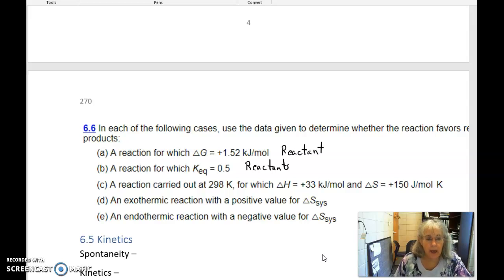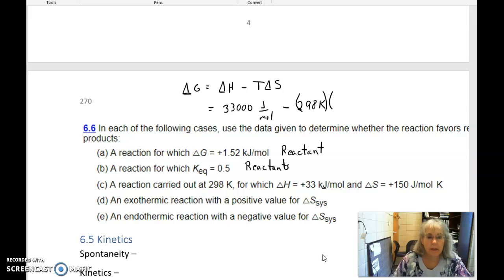A reaction that's carried out at 298 degrees Kelvin, for which delta H is a positive number and delta S is also a positive number. Well, we can look at this and see that this is going to be temperature dependent. We're actually going to have to do the problem. We know that delta G is equal to delta H minus T delta S, and we can just fill in. We need to note that that's in kilojoules. So I'm going to just make it joules per mole minus the temperature, which is 298 Kelvin.